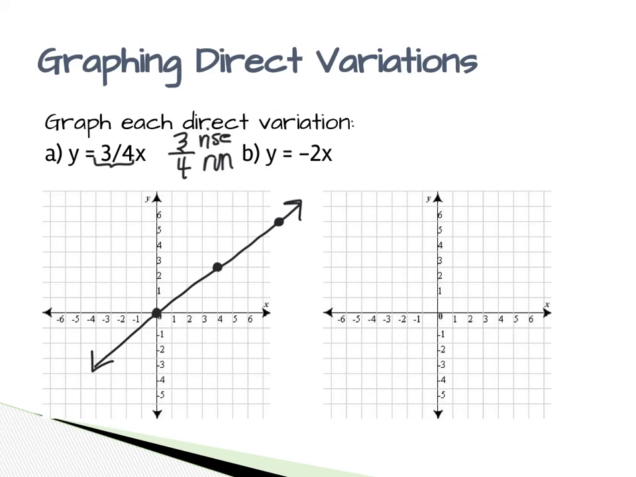Example B, it's a direct variation, so you know for a fact it's going to go through the origin. Put a point on the origin. Then your slope is going to be -2, which is the same thing as -2 over 1. So you're going to fall 2 from your point. You're going to go down 2, and then you're going to run 1. So you're going to put a point here. Then again, you're going to fall 2 and then run 1. So you're going to put another point there. And then you can draw your line. 3 points, you can draw a line.